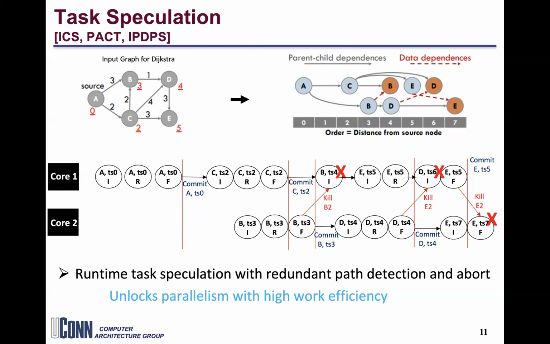So can we speculate at runtime, but also detect redundant paths through software checks? If there is a path starting from the orange version of B that is starting to explore the graph in the speculative dimension unnecessarily, we can kill it. So we built a software paradigm where we can detect those paths from progressing and kill them before they unroll into unnecessary computations. That unlocked parallelism with high work efficiency.